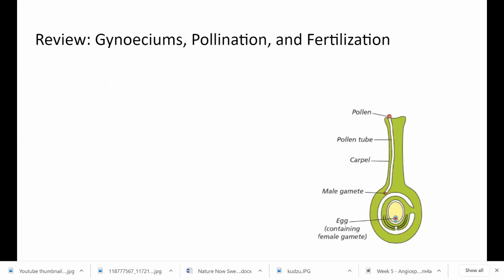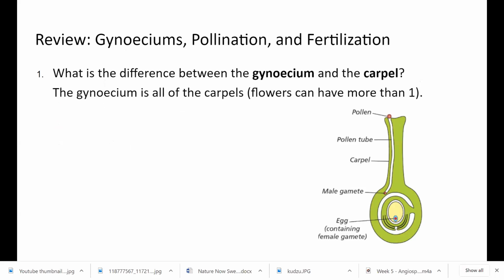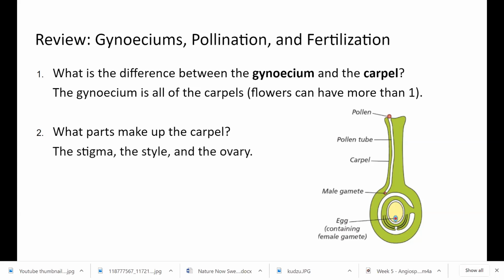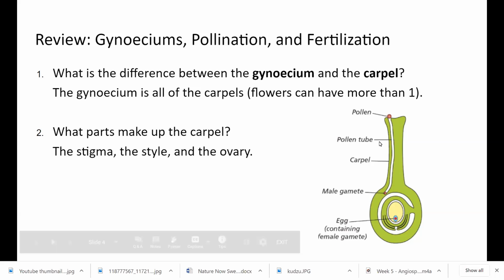Okay, if you missed a couple of those and you want to do a quick review, I'm going to go through that quickly. So the difference between the gynoecium and the carpel: remember that the gynoecium is all of the carpels together. And we know that flowers can have more than one carpel. A carpel is just a single entity where the gynoecium pulls all of those together. So that's kind of the plural. And what parts make up the carpel? You can see in the diagram to the right that you have the stigma, the style, and the ovary. So the stigma being on top, that receives the pollen, the style, which sorts the pollen out when the pollen grows a tube down to the ovary, and then the ovary is here at the bottom.